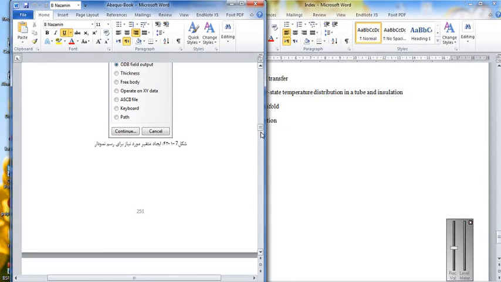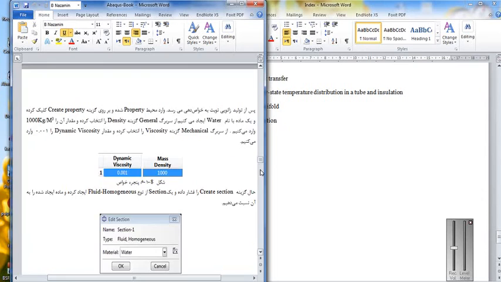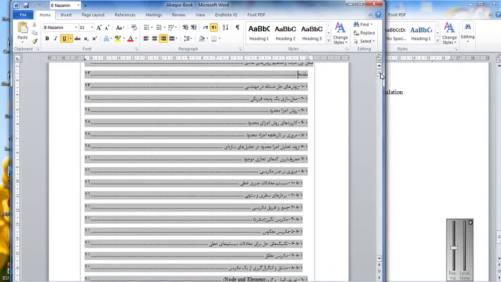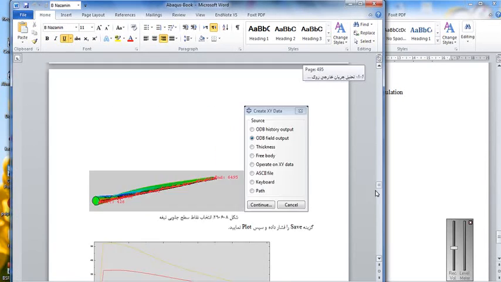The major feature of this book is that it presents both theory and software application at the same time. In the near future, the second volume, which contains programming subroutines UMAT, VUMAT, will be released. You can look at this book in Persian language.